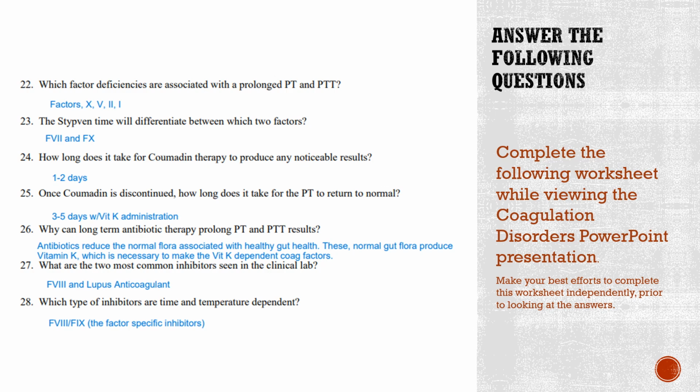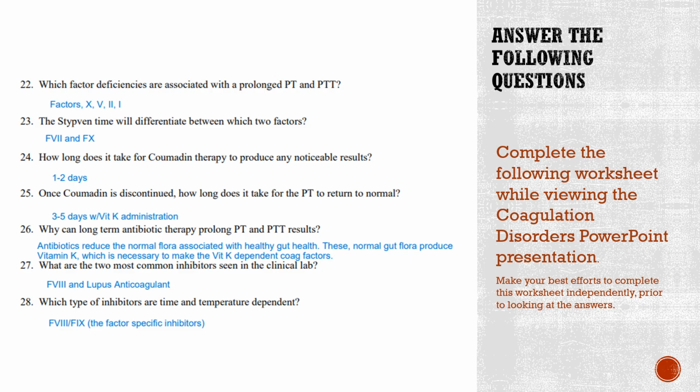The Stypven time, number 23. A lot of people ask what is the Stypven time? Again, remember it is that Russell's viper venom that we use. Factor 10 does affect the reaction and factor 7 does not. And so remember, factor 7 comes down from the extrinsic pathway into the common pathway, right where factor 10 is activated. And so sometimes it gets a little questionable about exactly which factor is causing the problem. But using that Stypven time can help us differentiate between factors 7 and 10.